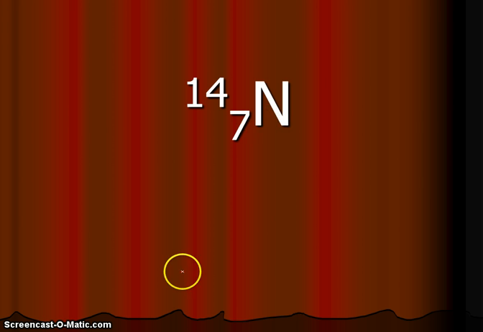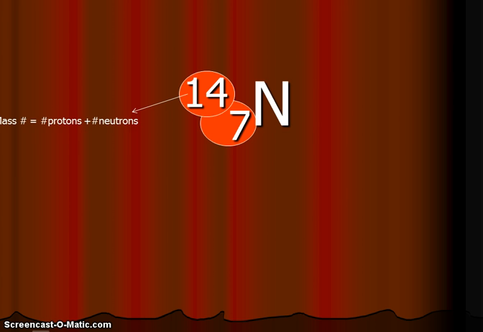Remember that the N is our symbol, and then we've got these two numbers. Our first number, we should remember, is our mass number. And the mass number tells us how many protons and neutrons there are in that particular atom. The number on the bottom is our atomic number. And the atomic number identifies the number of protons in the nucleus of that particular atom. And remember that the number of protons in the nucleus of an atom identifies what element the atom belongs to.